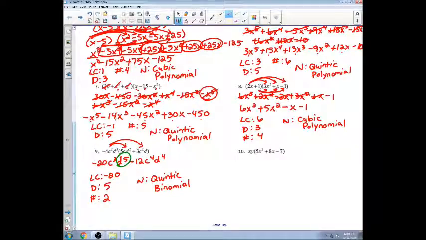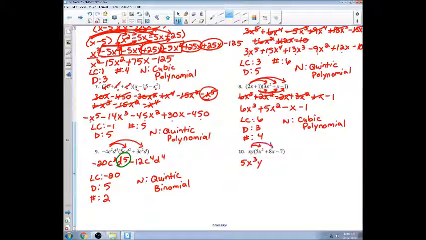On to 10. I have xy times 5x squared plus 8x minus 7. So xy. Remember what I just said on problem number 9. I'm going to have 1 times 5, which is 5. I'm going to have x times x squared, which is x to the third. I'm going to have y times, there isn't another y there, so it's just going to stay a y.